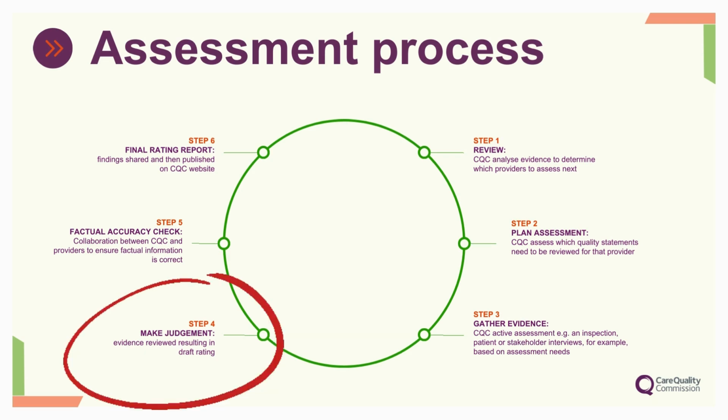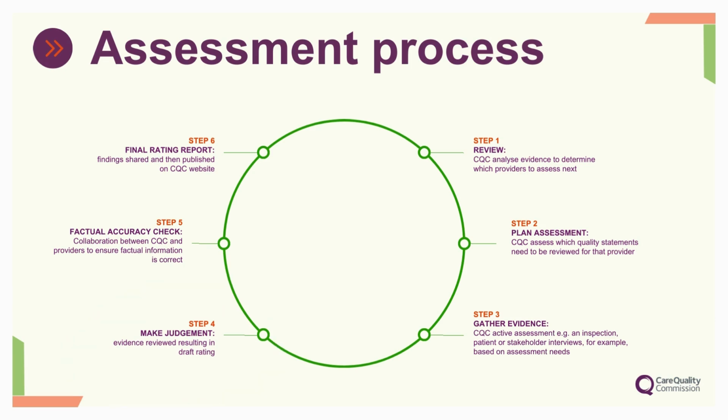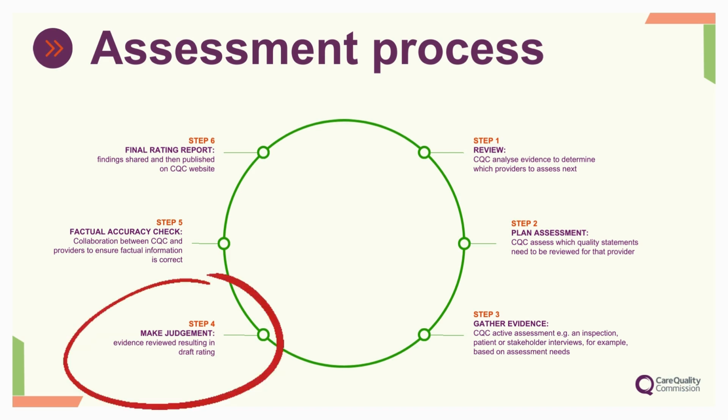When we assess the evidence, we'll assign a score to the key evidence categories for each quality statement that we're assessing. Ratings will be produced by building up scores from quality statements to an overall rating. This approach makes clear the types of evidence that we have used to reach our decisions.